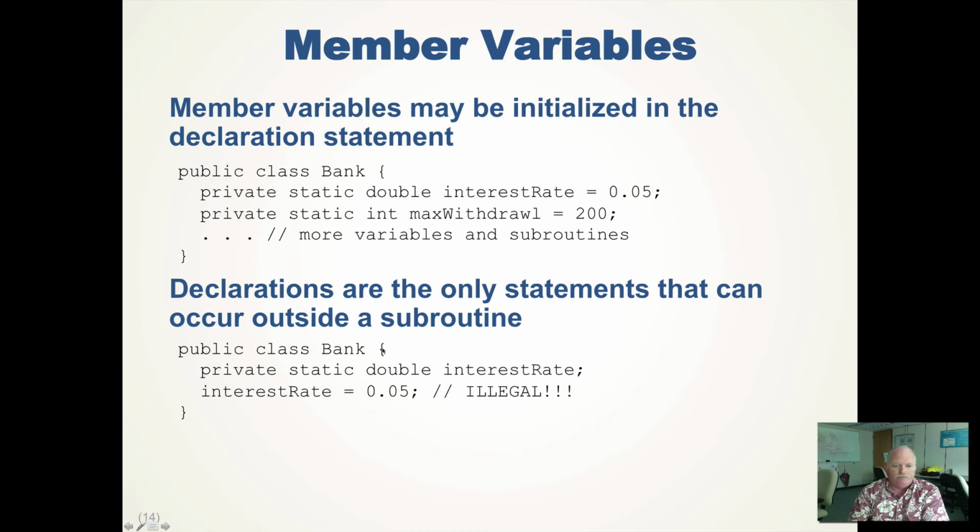So if we try to do this in two steps like we did previously, where we declare the variable, private static, we can't do the assignment statement outside of a subroutine. We could do the assignment statement inside a subroutine, but out here, this is at the class level. This is outside all the subroutines, so this is actually illegal, and the compiler will give you a compile error. So we need to do it all in one line, like we did up here. We can't do it in that two-step process.